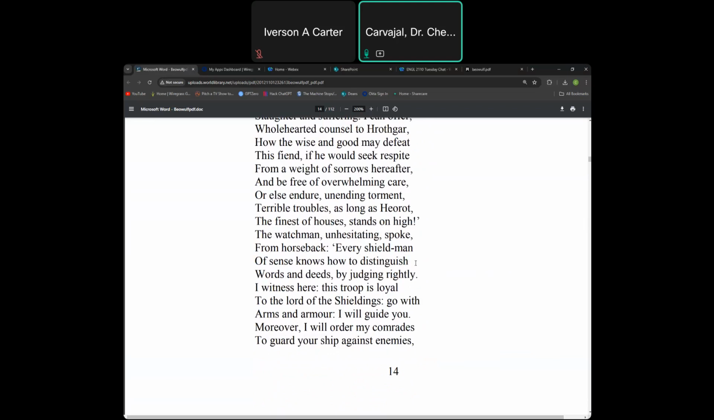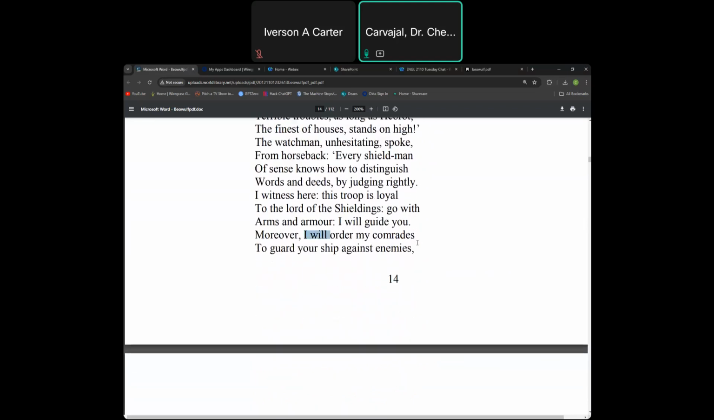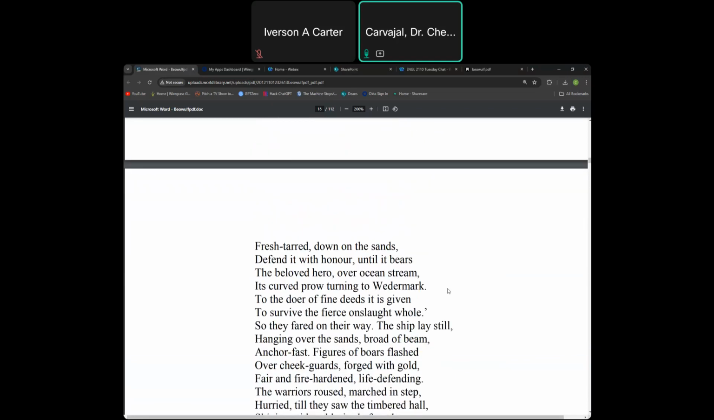Now you say this is what you're doing. You said this troop is, and he goes, we're loyal to the Shieldings, to Hrothgar, and you seem to be loyal to them too. I'll guide you in, and I will order my comrades to guard your ship against enemies. Because remember, any other tribe could come by, take their ship, or set it on fire or do whatever. So I'll protect that too. So we'll protect your ship while you help us with our stuff.